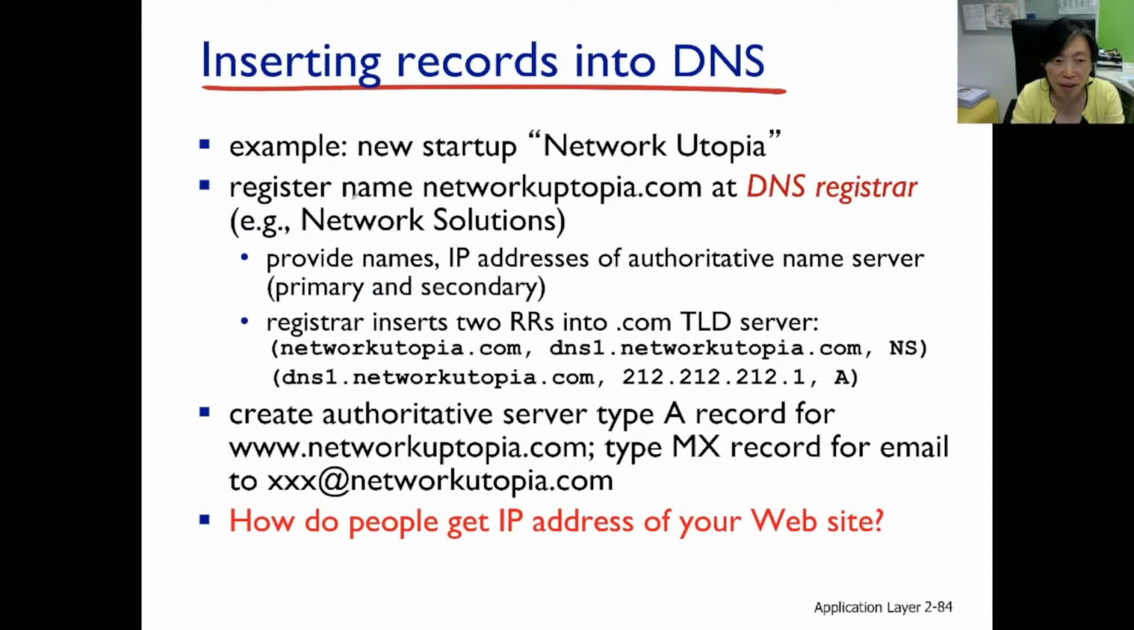So here the scenario is you need to set up your network for a startup, network utopia. Two things you need to do. First, register your domain name with the DNS registrar. Being a .com, you talk to this company, Network Solutions, who maintains the .com TLD server. Second, you also provide the name and IP address mapping of the authoritative DNS server you'll be setting up.